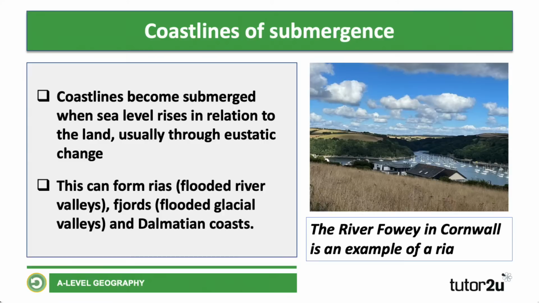Now, if this happened in a glaciated area, then you would have U-shaped valleys, and you would have the same idea of the sea flooding back up them, and you would have fjords forming. And sometimes you may have a piece of coastline, like in Croatia, where there's a whole series of valleys running parallel to each other in the past, and then that has flooded, leading to the formation of a Dalmatian coast. So those are all to do with eustatic change there and looking at coastlines of submergence.